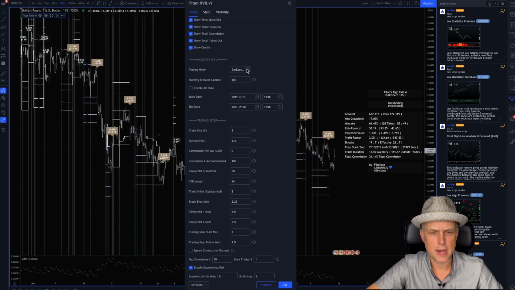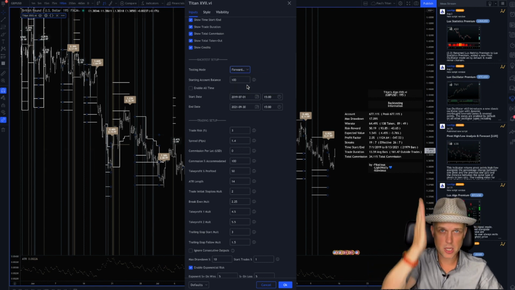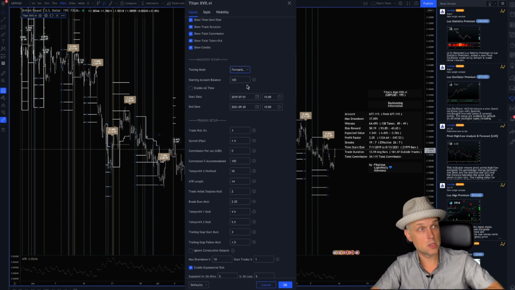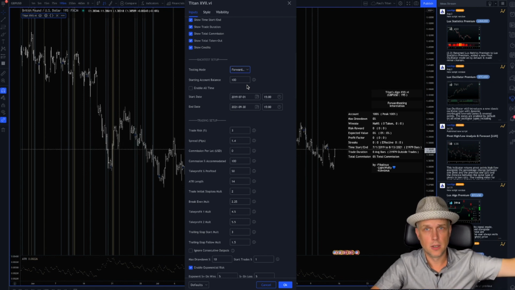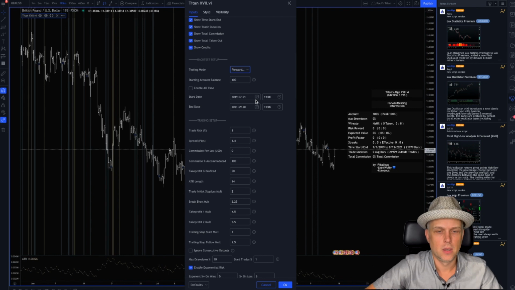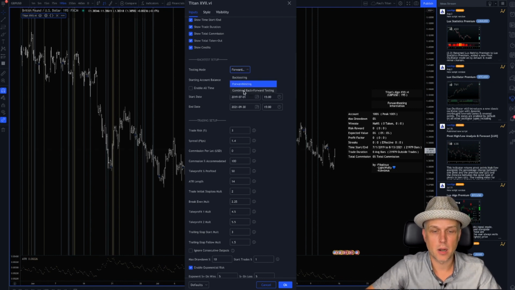Backtest setup. Right now it's in backtesting mode. You can also switch it to forward testing mode, which says clean slate from here on out. Now we're recording our results. Backtesting says, on these parameters, what would have happened in the past. Forward testing says, based on these parameters, how are we doing now? And you can also combine the two of them together.